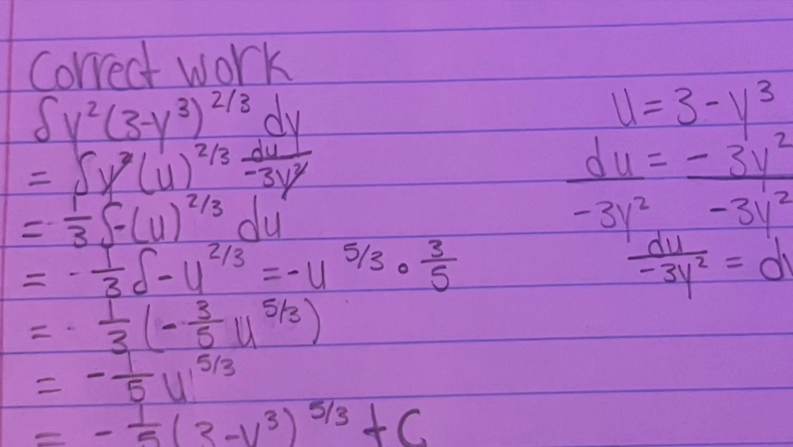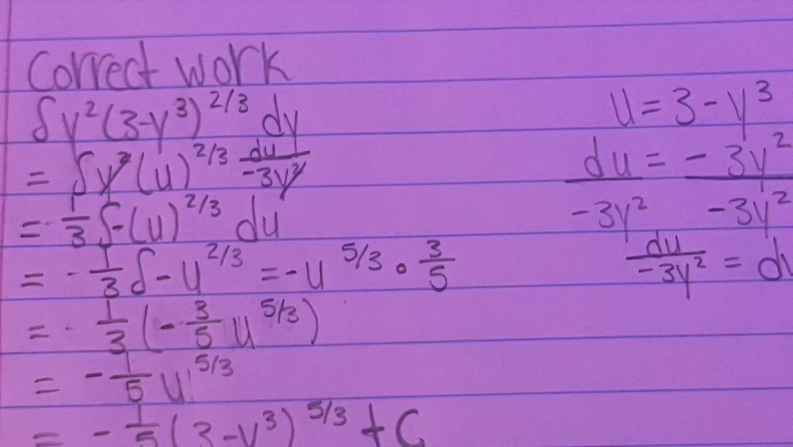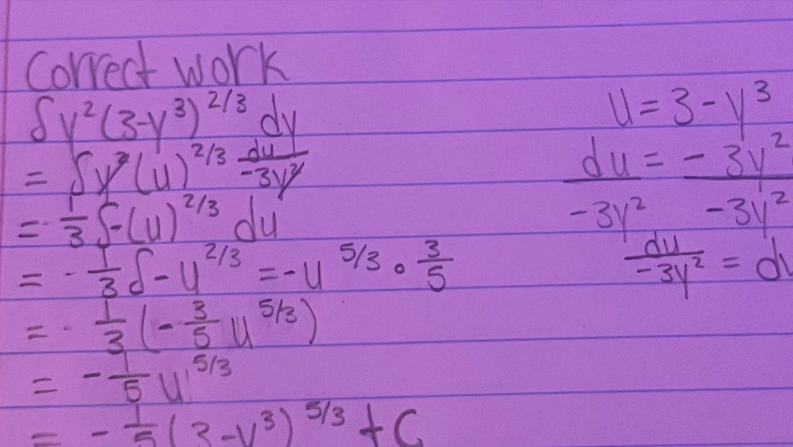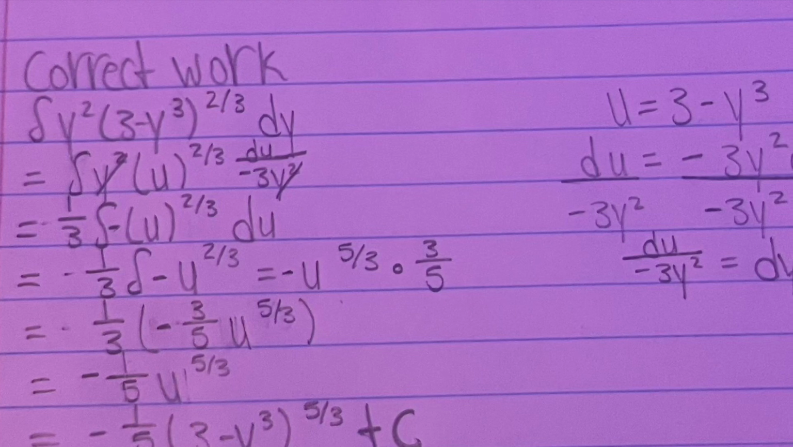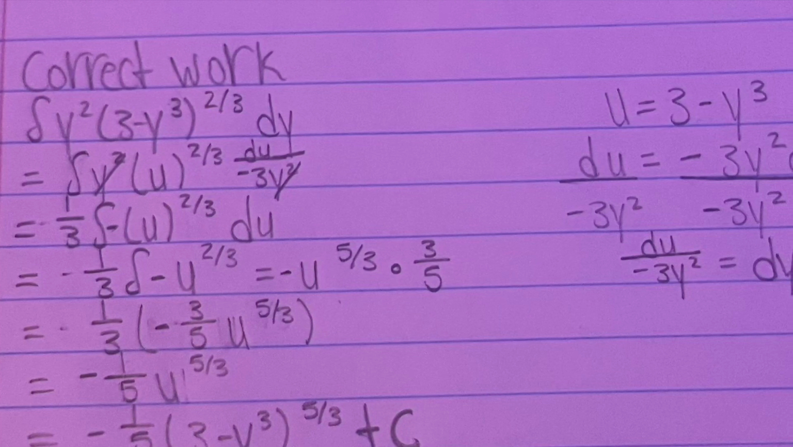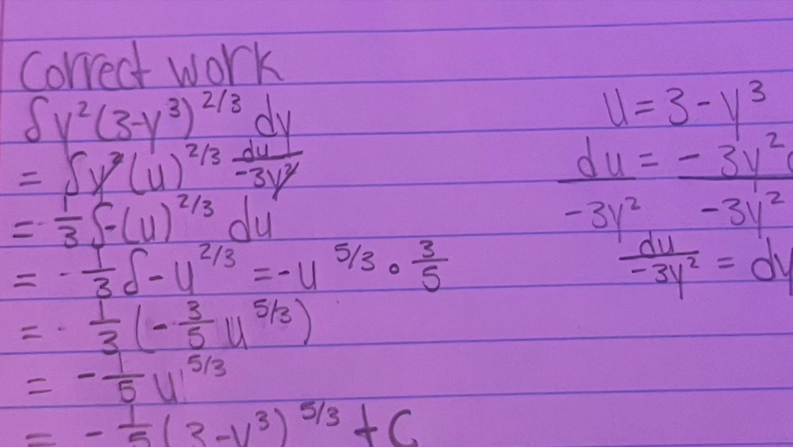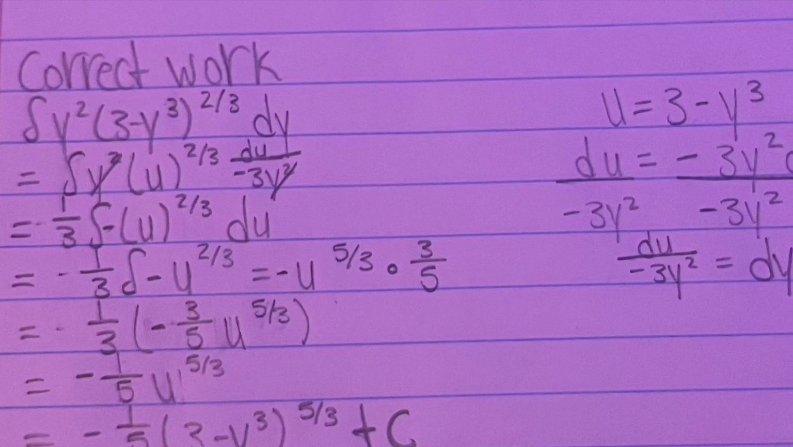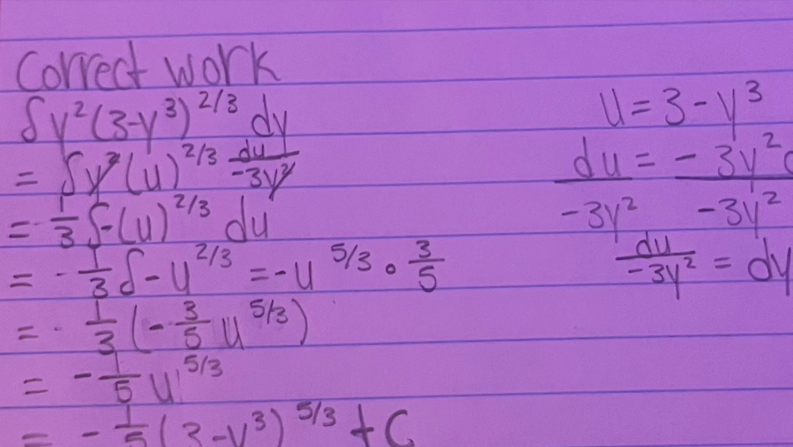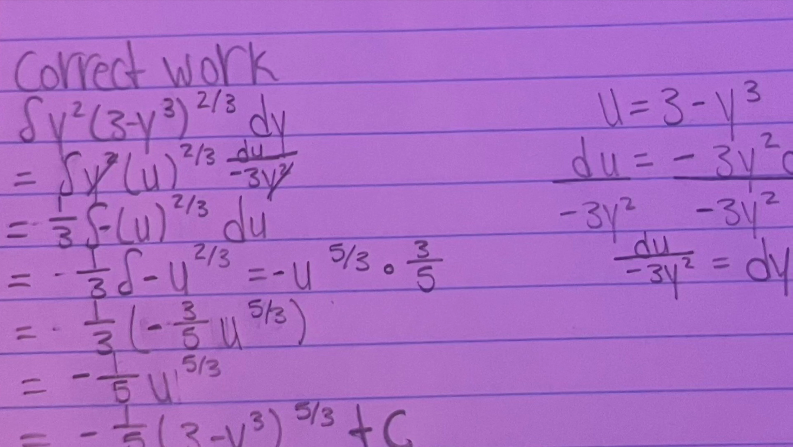The question is asking us to evaluate the indefinite integral of y squared times (3 minus y to the third) to the power of 2/3. The first thing you want to do is apply the u substitution method. The u in this case will be 3 minus y to the third power.